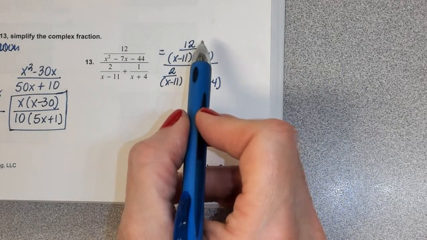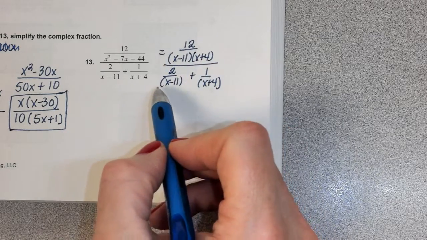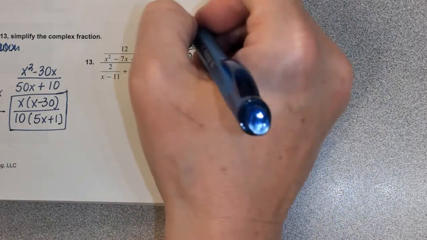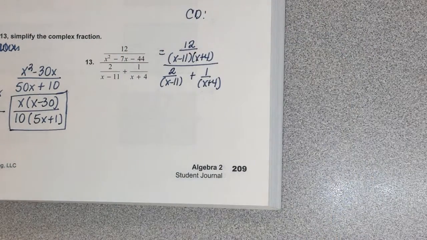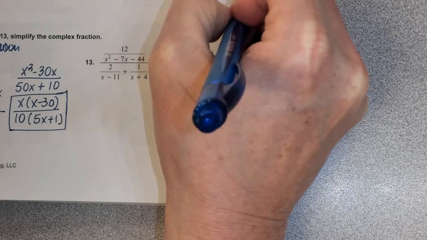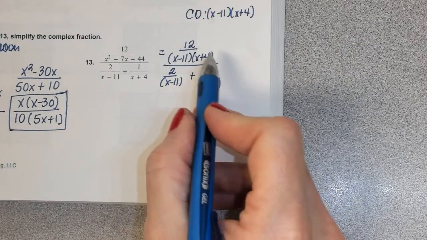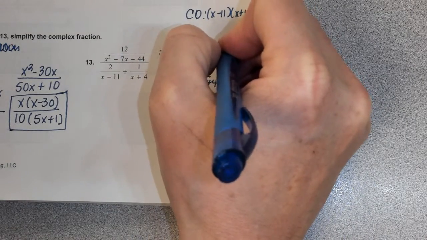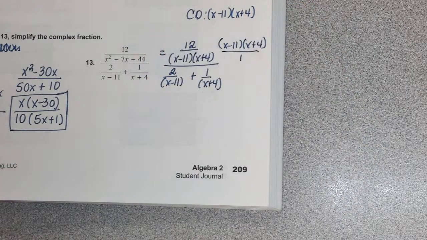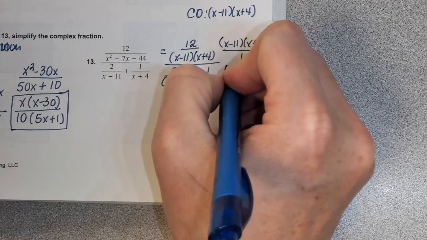So in this case, I have 3 terms. I have this term, that's my second, and that's my third. So for all of those, let's write down what is the common denominator. What's the common denominator going to be? Okay. So I'm going to have to multiply through by x minus 11 and x plus 4. I'm going to have to multiply the top by that. And remember, it's over 1. And I have to multiply the denominator by it.